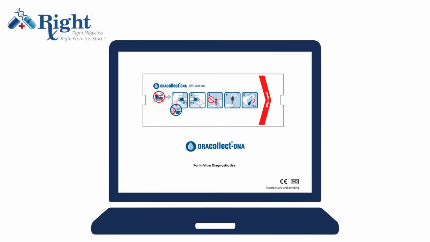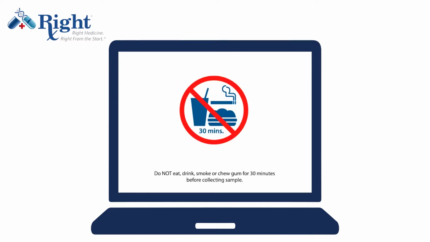We will now demonstrate how to collect and submit the DNA specimen using the Rxight DNA Collector Sponge. Each Rxight DNA package contains one collection kit for single use. You should not eat, drink, smoke, or chew gum for 30 minutes before collecting the sample.